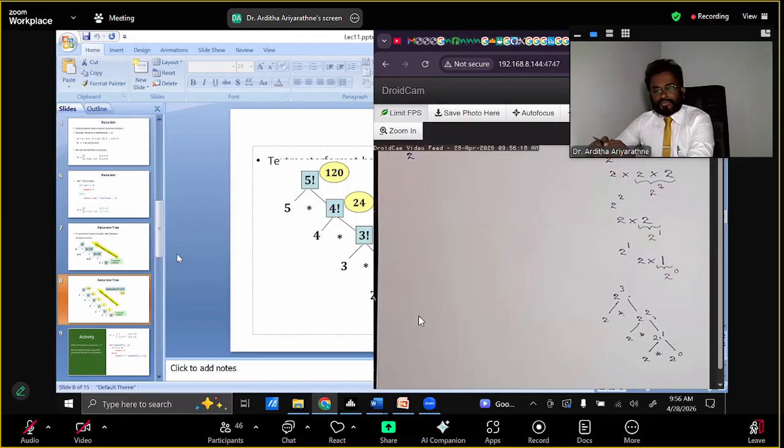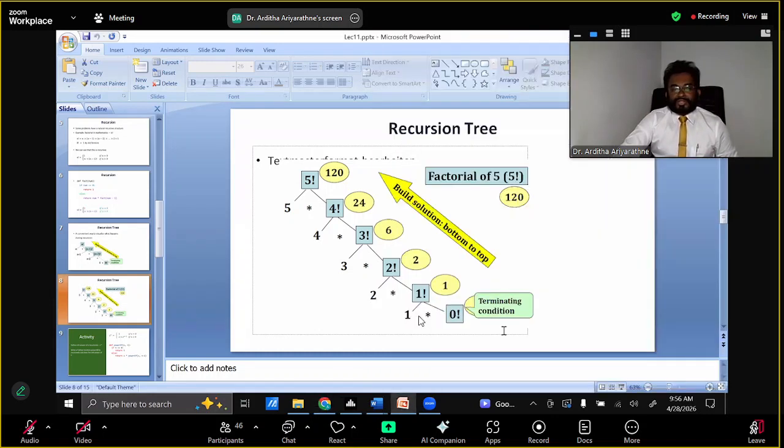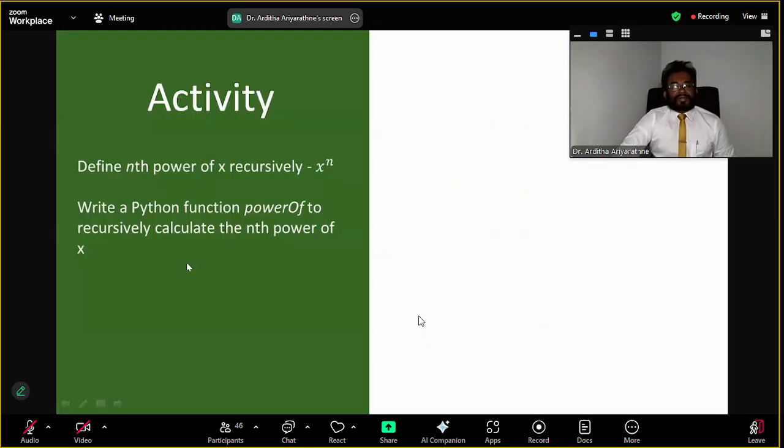Now what you should do? Now there is a question. What is this question? It's some sort of activity. Now I have explained the behavior. Write a Python function power of. They have already given the name also. The function name is power of. What we should do is recursively calculate the nth power of x, to find x to the power n.